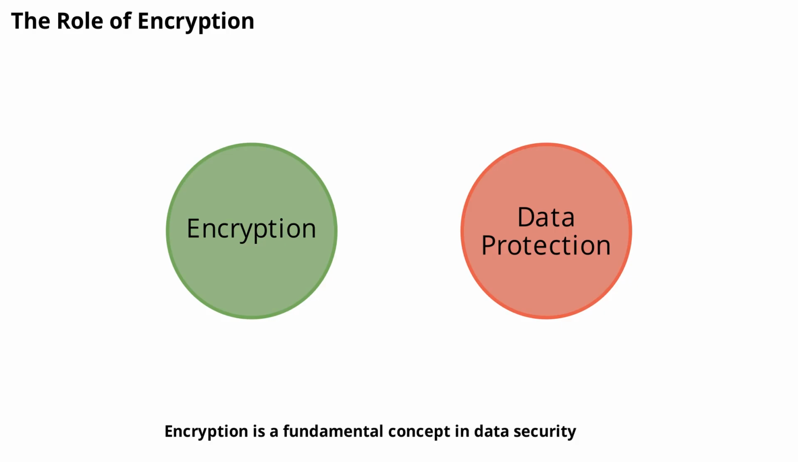Encryption is a fundamental concept in data security. It transforms readable data into an unreadable format, which can only be accessed with the correct decryption key. In the context of team chat software, encryption protects messages and files both during transfer and while stored. Always use strong encryption standards to safeguard your team's communications.